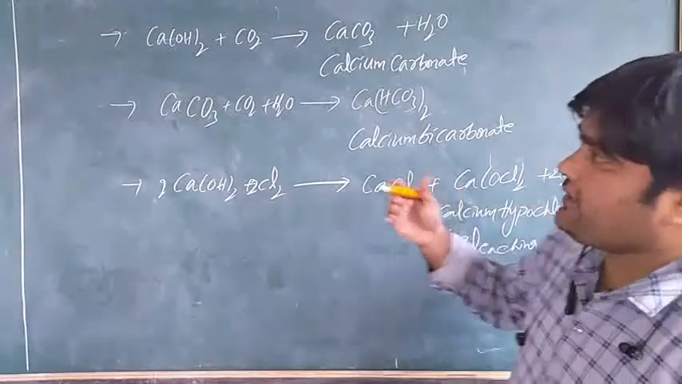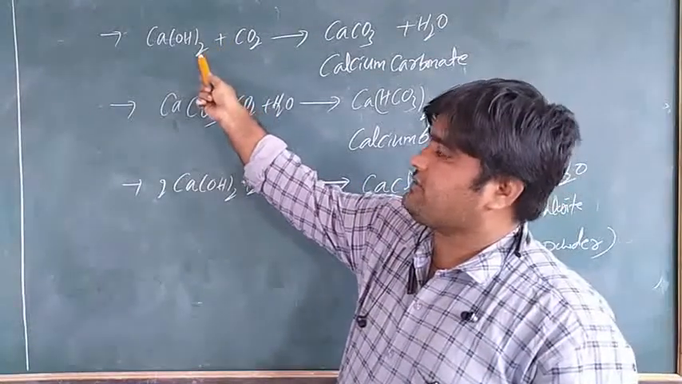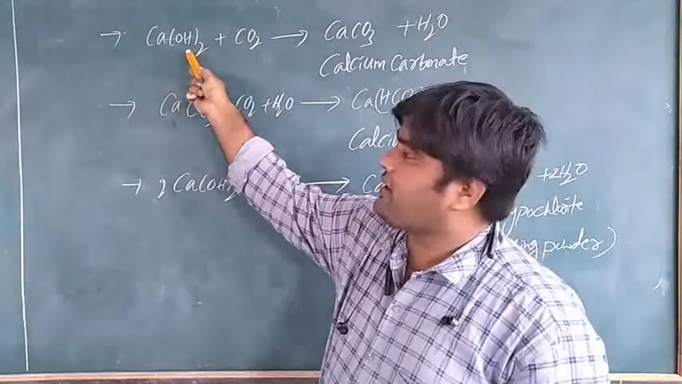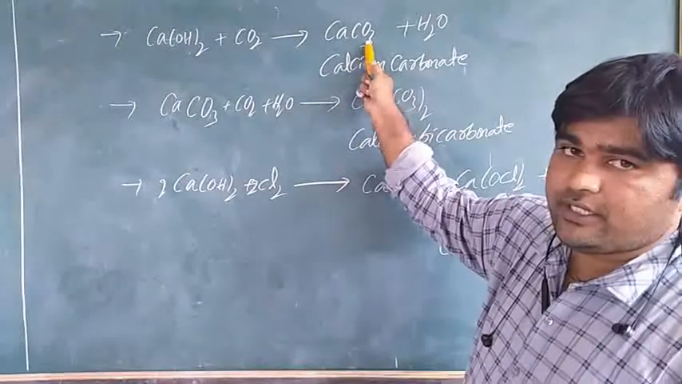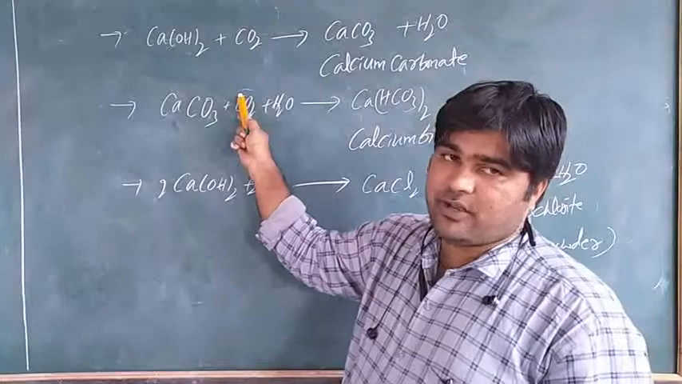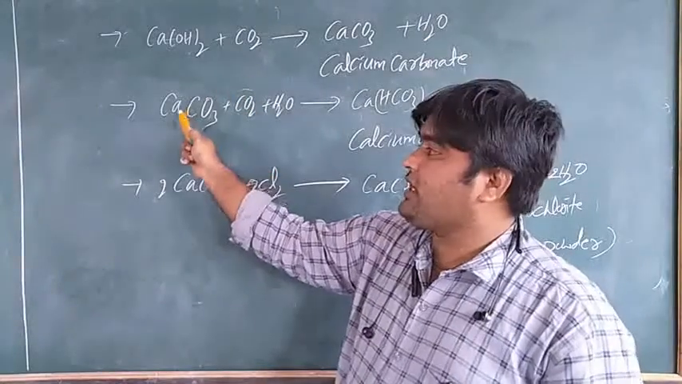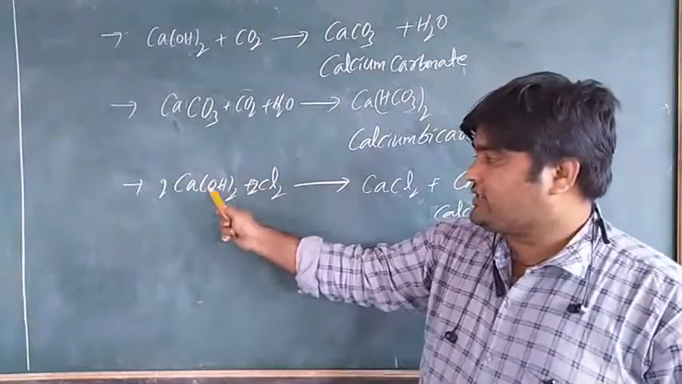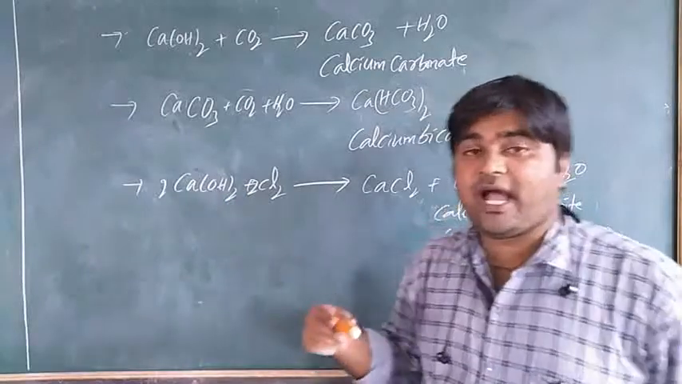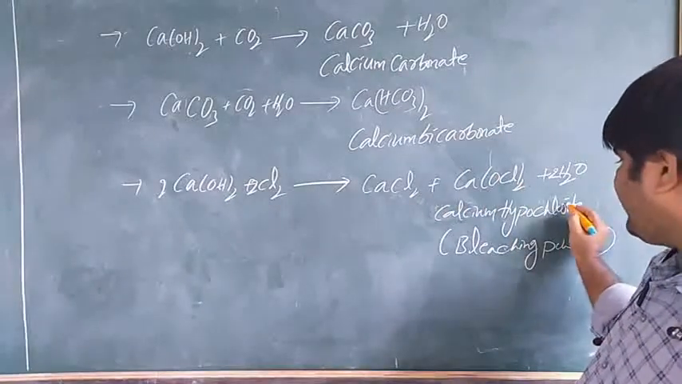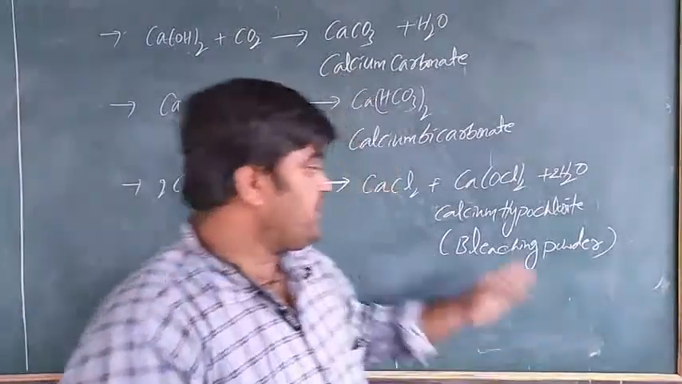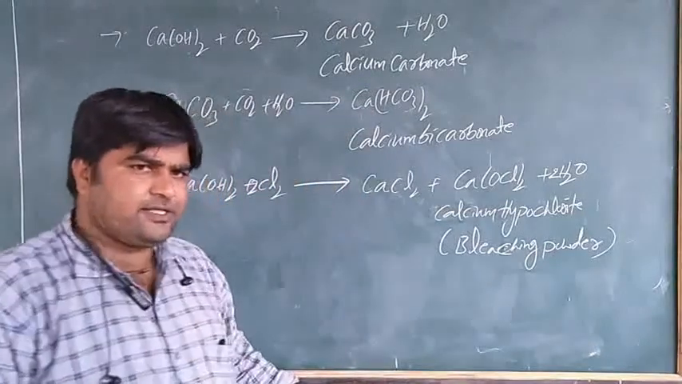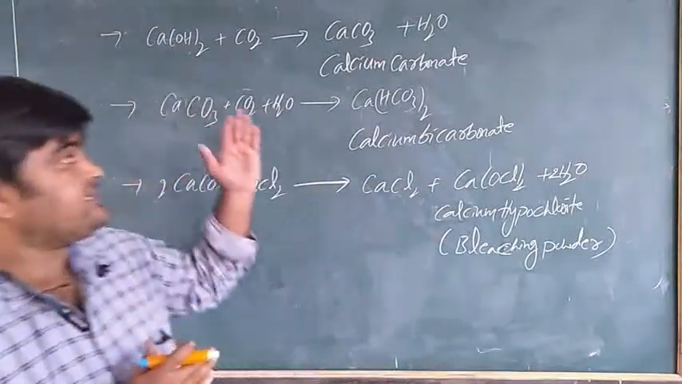So these are the chemical reactions of calcium hydroxide. On passing carbon dioxide into milk of lime, calcium hydroxide forms calcium carbonate. If excess carbon dioxide is passed through the calcium carbonate, it forms calcium bicarbonate. And calcium hydroxide reacts with chlorine to form the hypochlorite, which is bleaching powder. Is it clear? Simply, the preparation and this chemical reaction.